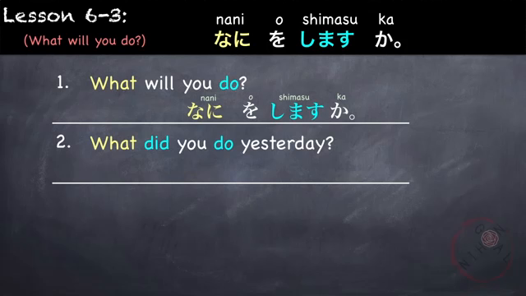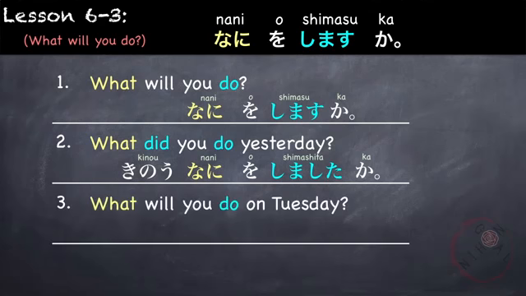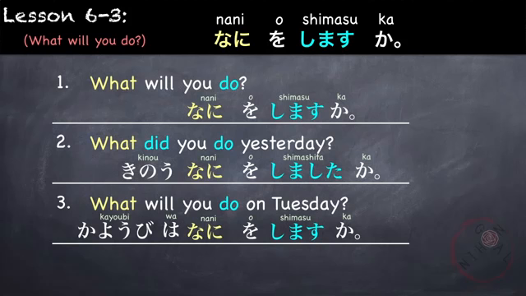For example, what did you do yesterday? Let's begin with the expression of time, which is yesterday. Kino nani o shimashita ka? Shimashita is the past form of shimasu. What will you do on Tuesday? Kayobi wa? So if you want to give emphasis, for example, as for Tuesday, what will you do? Kayobi wa nani o shimasu ka? If you want to give emphasis on the day or on the subject.